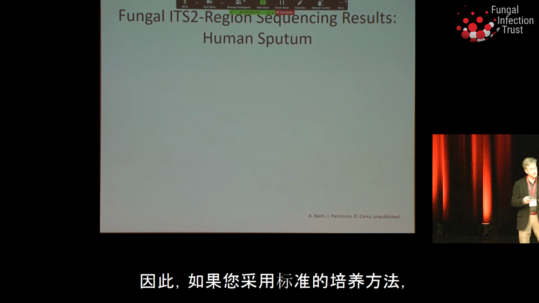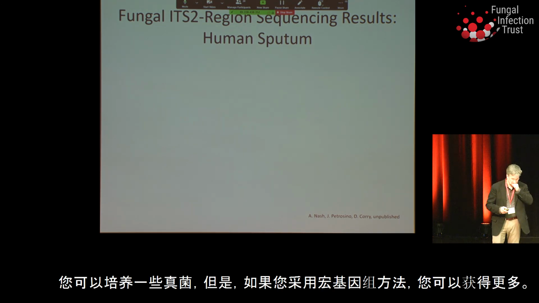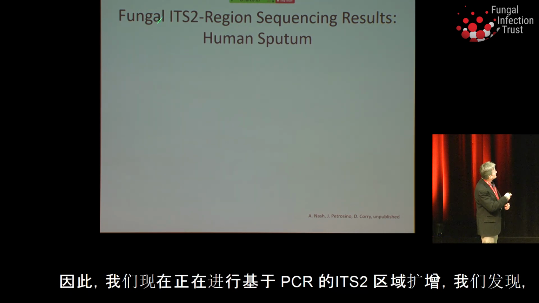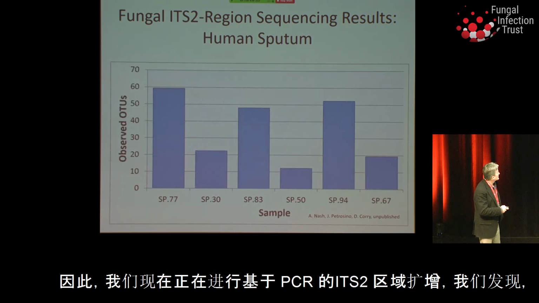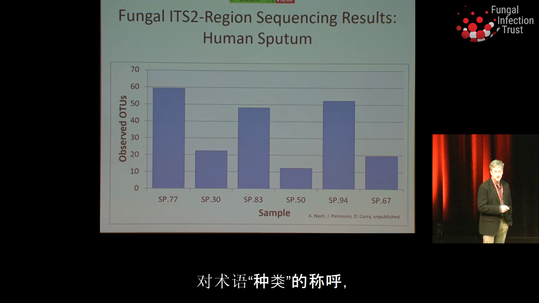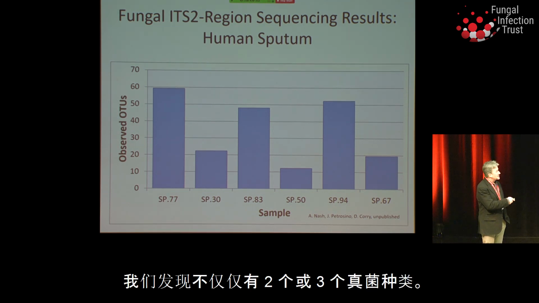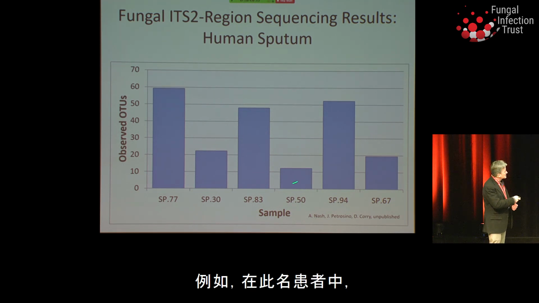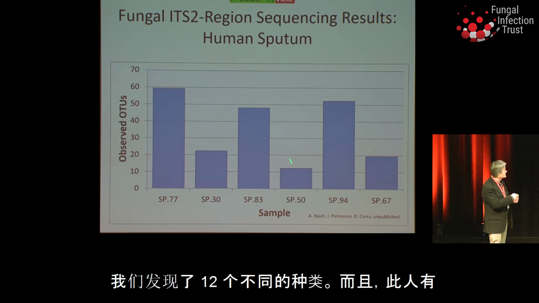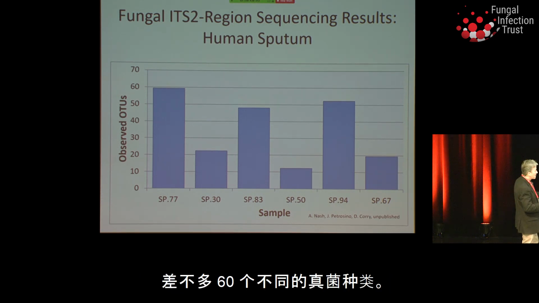So you can grow a few fungi if you use standard culture methods, but if you take a metagenomic approach, and here now we're doing PCR-based ITS2 region amplification, what we find, in terms of operational taxonomic units, which is the genomicist term for species, is not just 2 or 3 fungal species. We find, in this patient here, for example, looking at his sputum using this technique, 12 different species, and in this patient here, almost 60 different species of fungi.